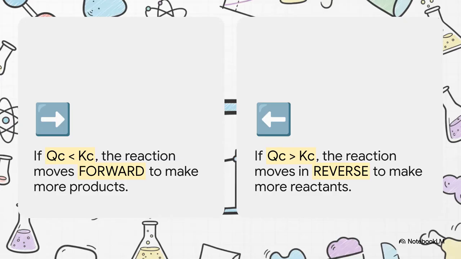Okay, one last detective tool. What if a reaction is happening, but we don't know if it's at its balance point yet? For that, we use something called the reaction quotient, Qc. It's calculated exactly like Kc, but it's like a snapshot of the reaction right now. Then we just compare our snapshot, Qc, with the final destination, Kc. If Qc is smaller than Kc, the reaction needs to make more products, so it moves forward. If Qc is bigger than Kc, it's gone too far. It needs to go in reverse. And if Qc equals Kc, perfect, you're already at equilibrium.